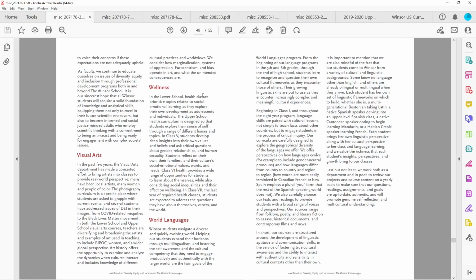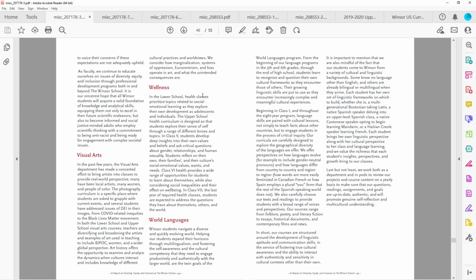Continuing on, the photography curriculum is a specific place where students are asked to grapple with current events, and several students have addressed issues of DEI in their images, from COVID-related inequities to the Black Lives Matter movement. So the main thing there is that this is an activist education, and it is grounded in current events. I've said that before. And they've made a choice that it's not so much an intellectual learning environment, but an activist one. This is something Jonathan Haidt, H-A-I-D-T, has talked about a lot, that schools have a choice at some point. Are you going to be an activist school, or are you going to be an intellectual school?